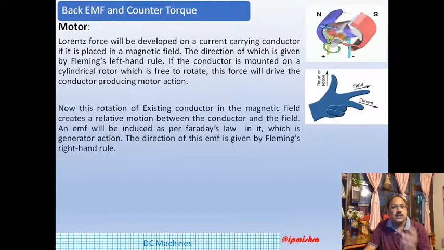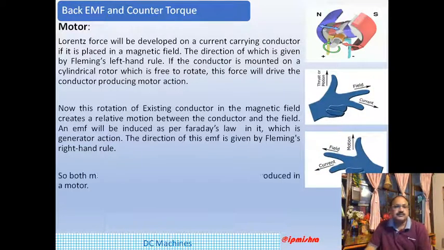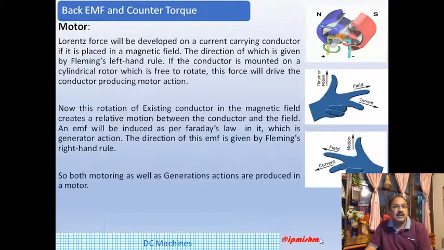Now this rotation of the conductor in a magnetic field creates a relative motion between the conductor and the field, and EMF will be induced as per Faraday's law, which is generator action. The direction of this EMF is given by Fleming's right hand rule. So both motoring as well as generating actions are produced in a motor.